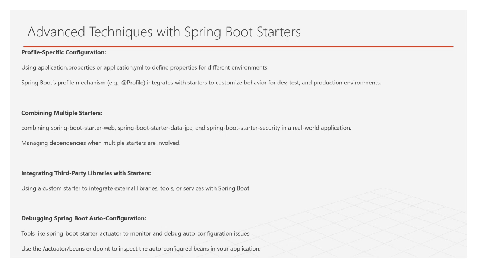We can make use of this to integrate external libraries or tools or services in the Spring Boot application. So we can integrate third-party libraries inside. Now when we want to debug some auto configuration, we can make use of the actuator framework, which helps to monitor and debug your auto configuration. And we have bean and health checks to be done, so that you can get to know what kind of beans or applications are getting loaded, and how the application is behaving as well.